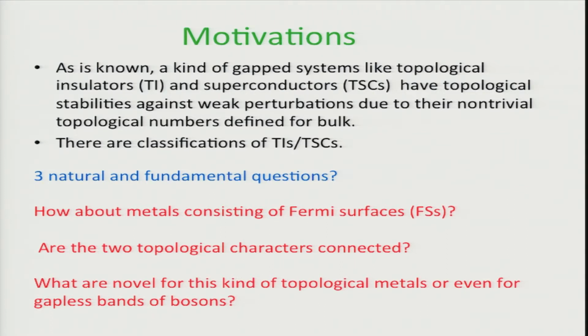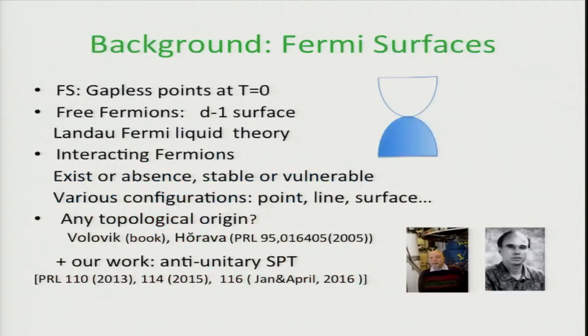Then about 5 years ago, we started to think about some other issues. How about gapless systems? For example, the fermionic metals that consist of Fermi surfaces. Are there two topological characters connected, one gapless and the other gapped? What is novel for this kind of topological metals? So for the past 5 years, we have made an effort to answer these questions. Okay, let me give some background.